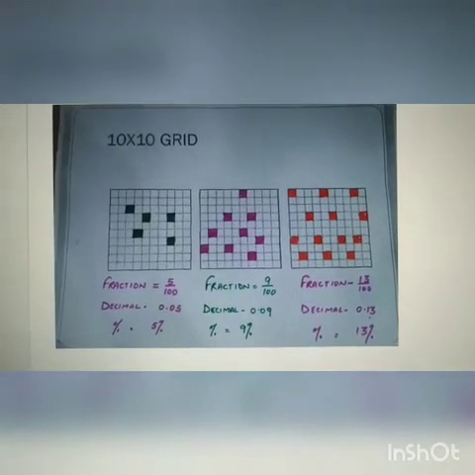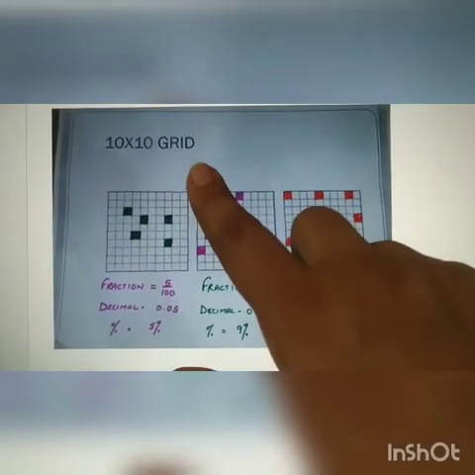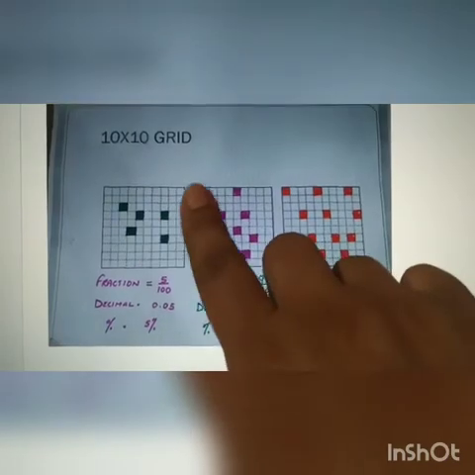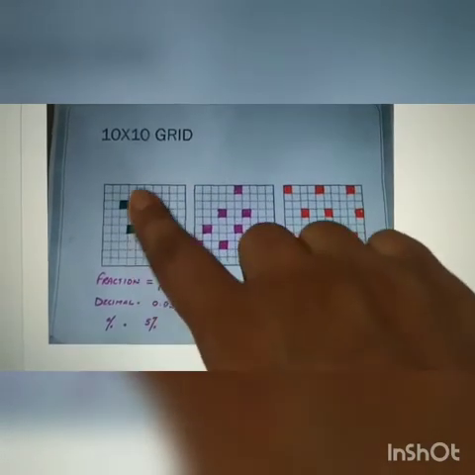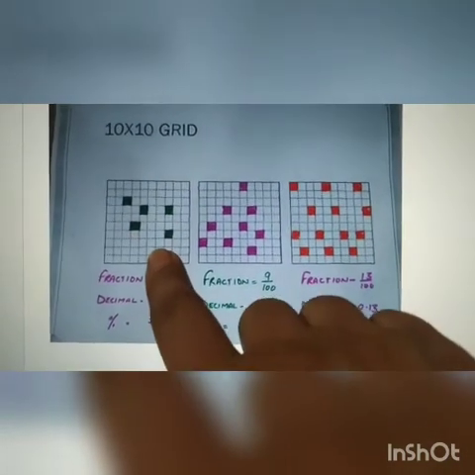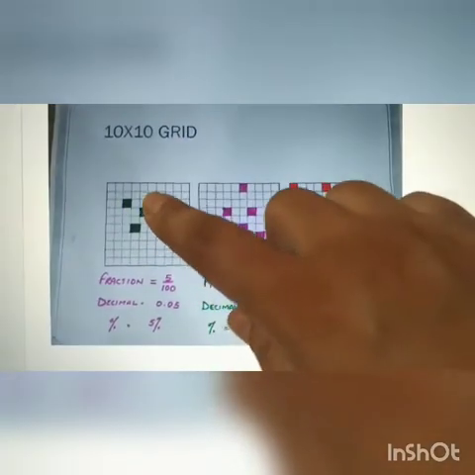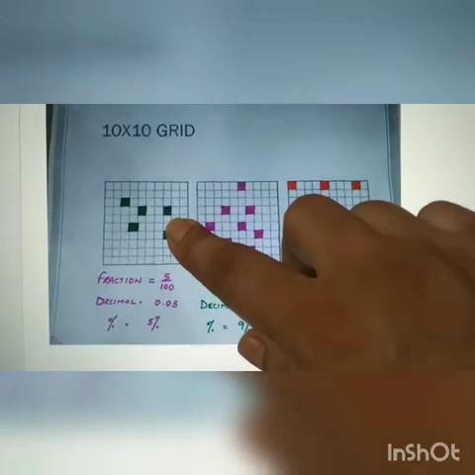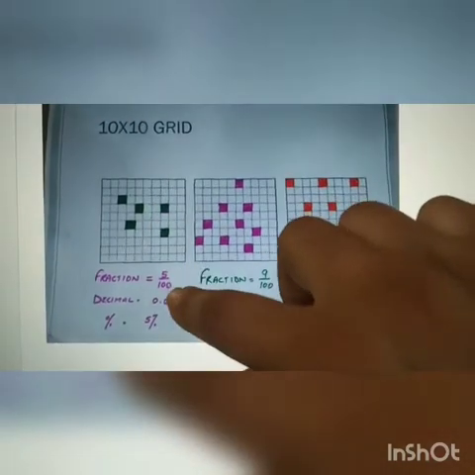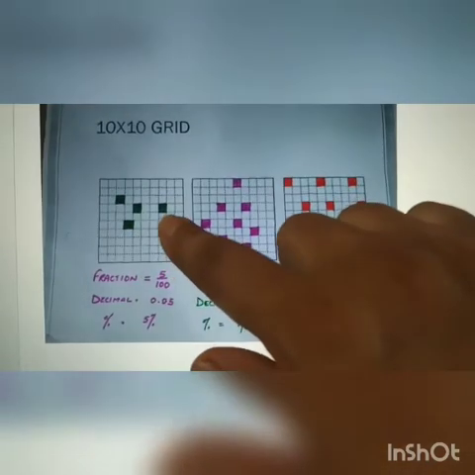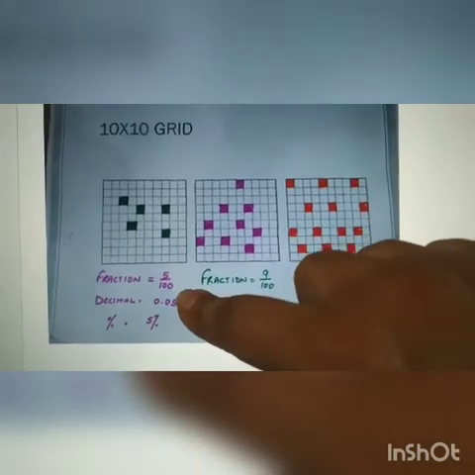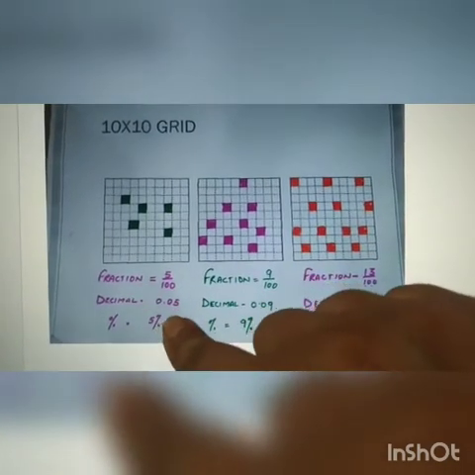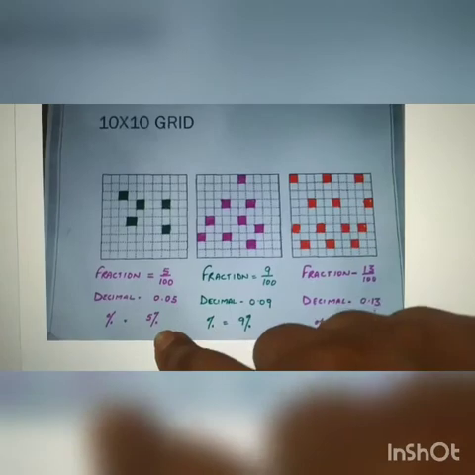Okay. Next is the 10 cross 10 grid. 10 means 10 ही rows होंगी and 10 ही column होंगे. So these are 100 squares you can see. If you have colored 5 boxes here, how will you represent it as a fraction? 5 by 100, क्योंकि 100 boxes हैं and you have colored only 5. So 5 by 100. You can write it as 0.05 in decimal and 5%.